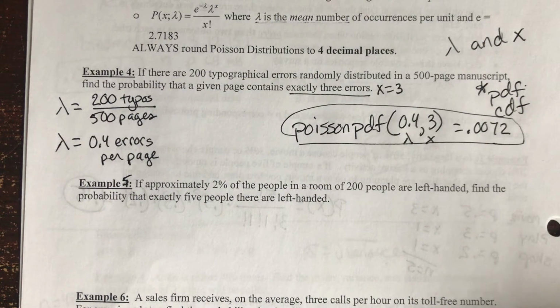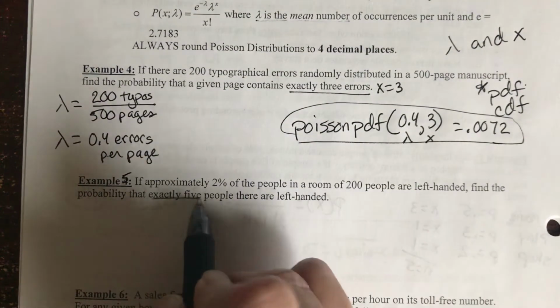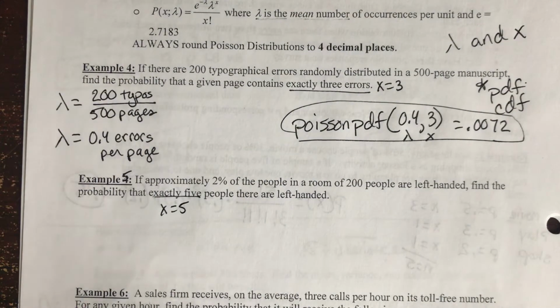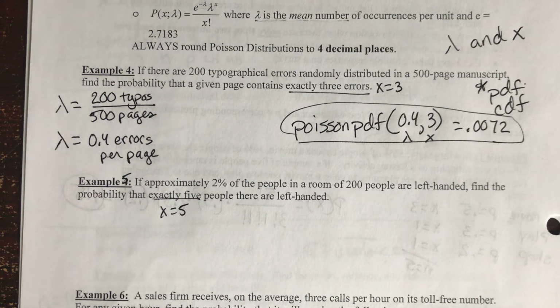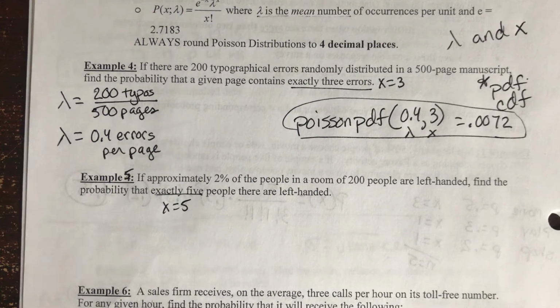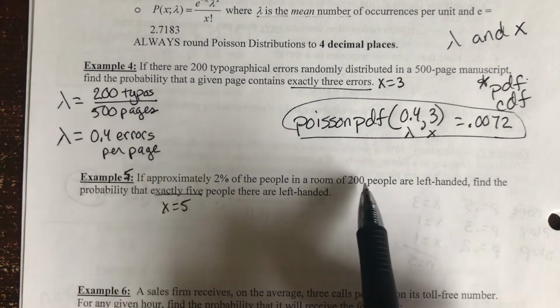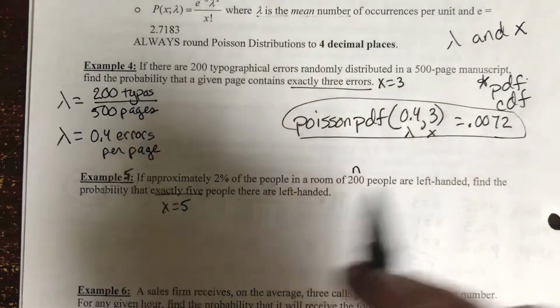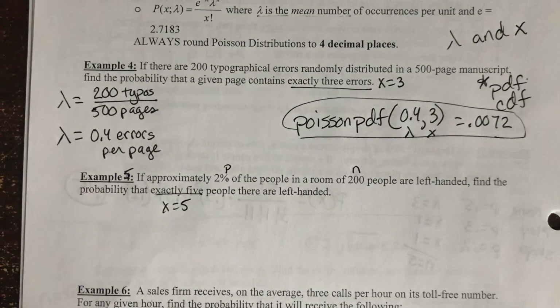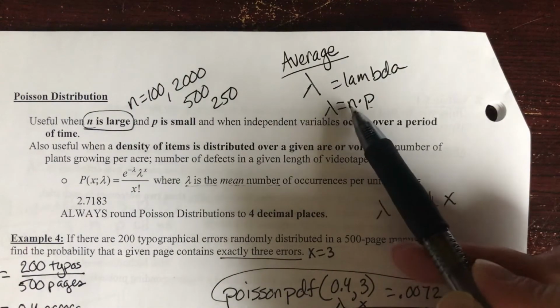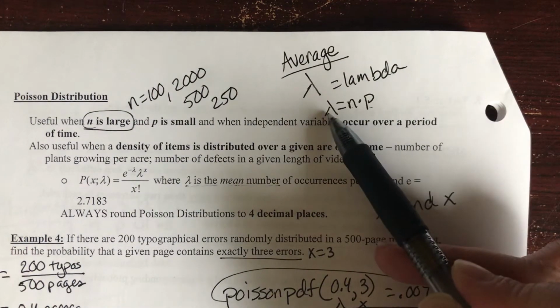All right, so exactly 5 is going to be x equals 5. But we need to find our average. On average, how many lefties would we expect out of 200? If 2% of people are lefties and there's 200, this is your n and this is the p. So this is the type of problem where you would use n times p to figure out lambda.